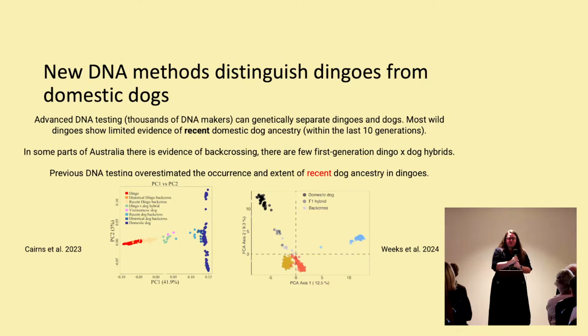However, in some parts of Australia, there is evidence of back crossing. Again, all of this research is showing that there are very few first-generation dingo cross-dog hybrids in the wild.